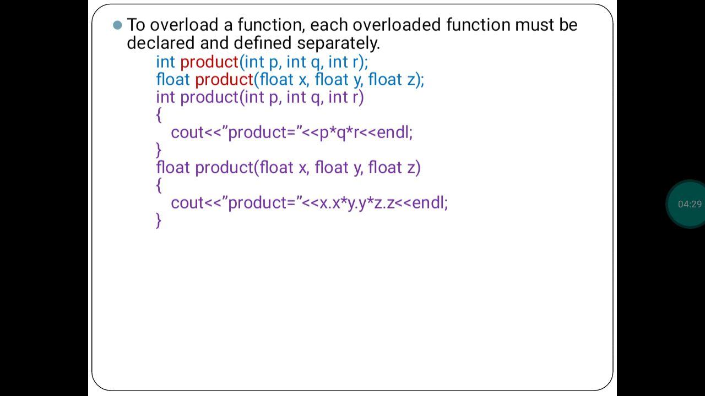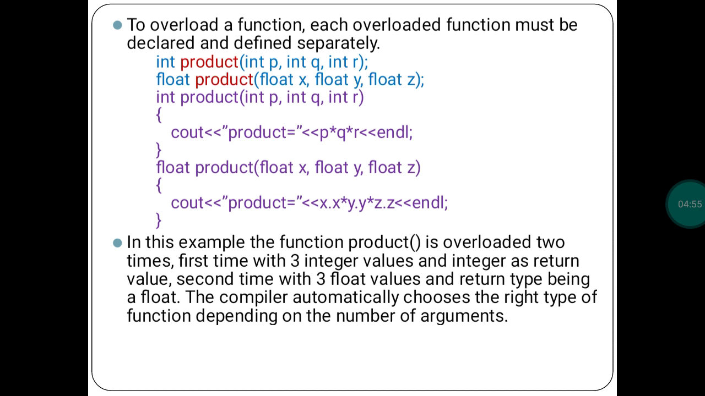So this is the calculation of the product of fraction numbers. In the first function we calculate the product of integer numbers. In the second function we calculate the product of fraction numbers. So this is function overloading. Both functions have the same name. The number of arguments is the same but the types of arguments are different. So we can call it function overloading.